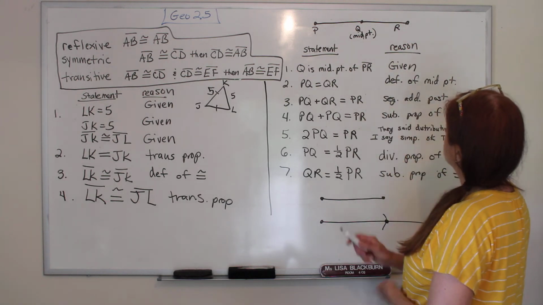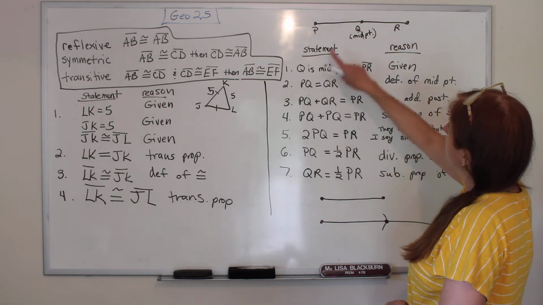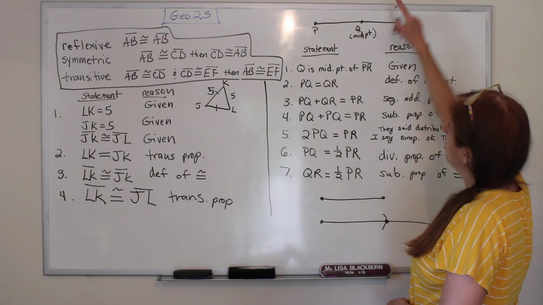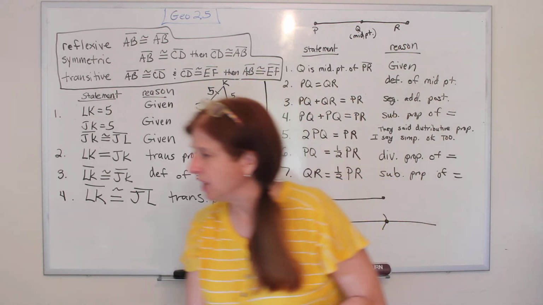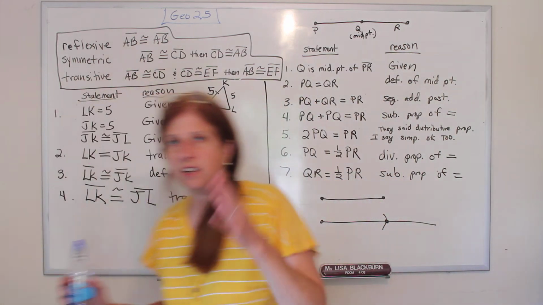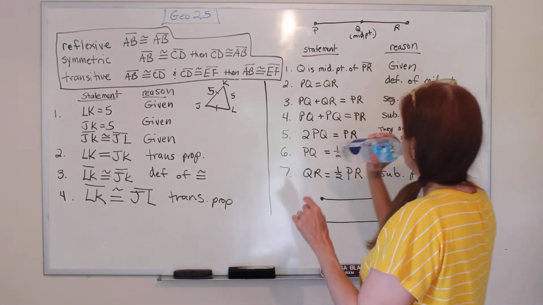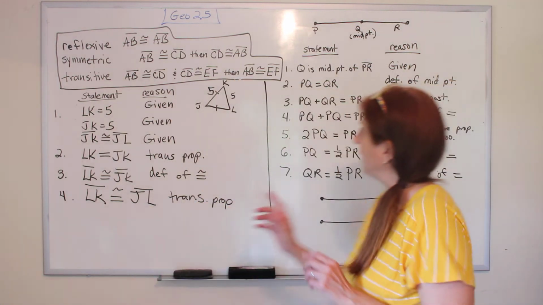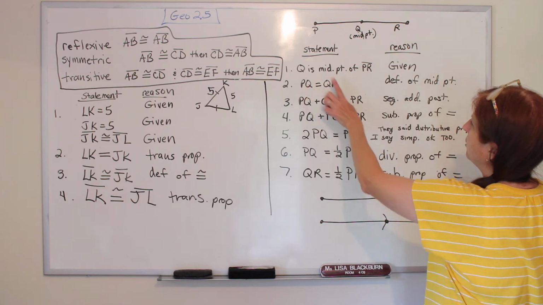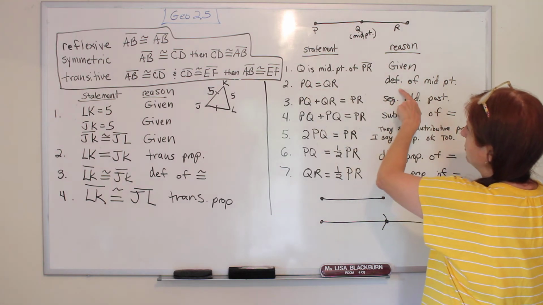Okay, so the first thing we can do is say that PQ equals QR by the definition of midpoint. You should have learned midpoint in Algebra 1. Midpoint is just the middle part of a line. But if you didn't learn it, today's a good day to learn it. So now we've got PQ equals QR by definition of midpoint.